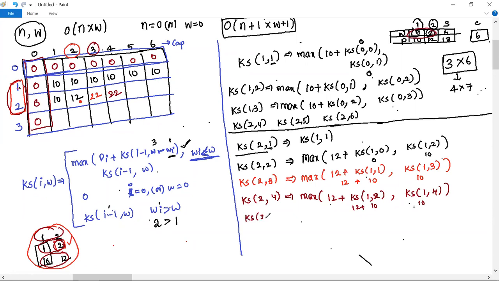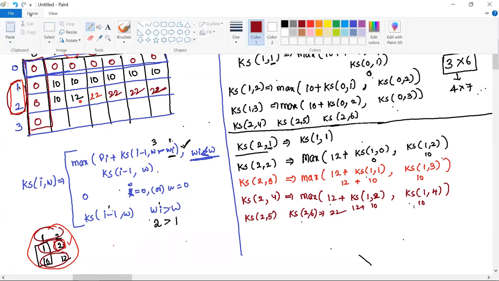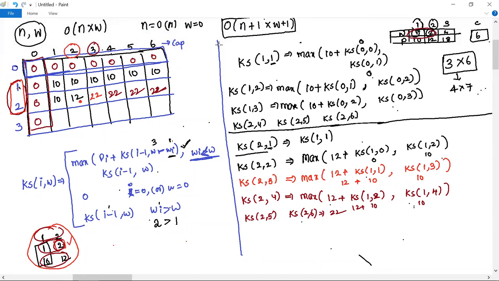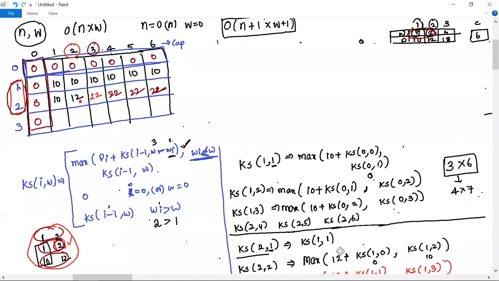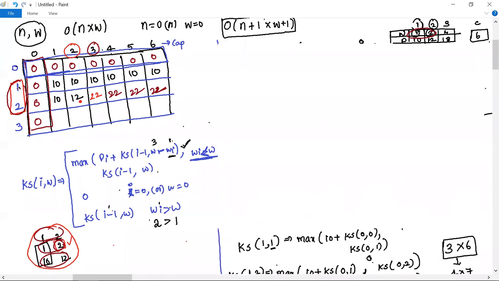Similarly, if you can do ks of 2 comma 5, total weight itself is 3, right? This will also be 22. Similarly, if you do ks of 2 comma 6, this weight also will be what? 22. If you want, you can check it up. So just I need some space. So what will I do? I'll just take this and keep it down so that I can use the space for my next solution.